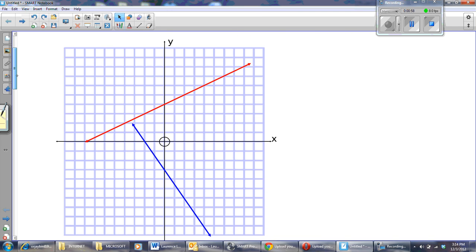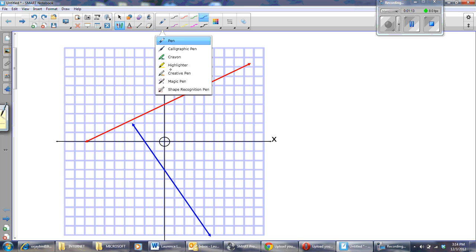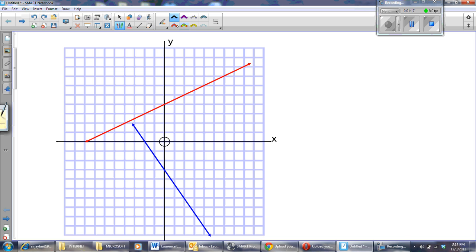Okay, we're going to look at this red line to begin with. The first thing we're going to do is find a point. Looks like my line goes right through that point right there. And what would be the coordinates of that point? Well, that would be the point 0, 4, right?